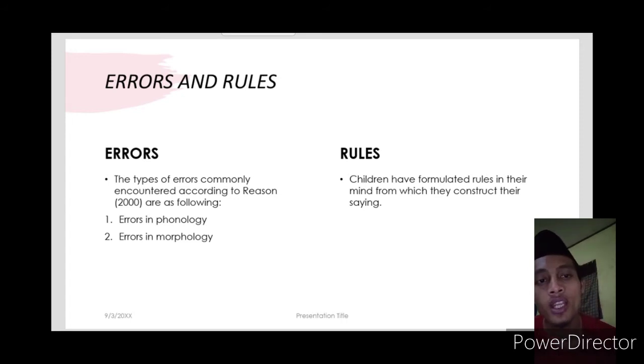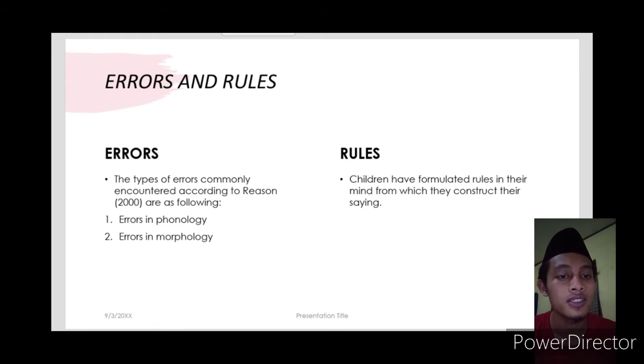And then about the rules, children have formulated rules in their minds from which they construct novel utterances. They learn the plural morpheme and the past tense morpheme and then apply those to new cases. For example, they get words from their family or from the others, and then the children use these words again in another case or in a new case.